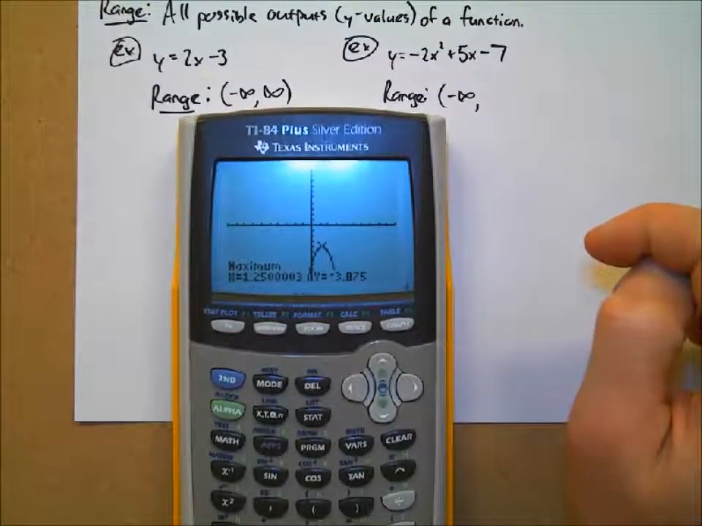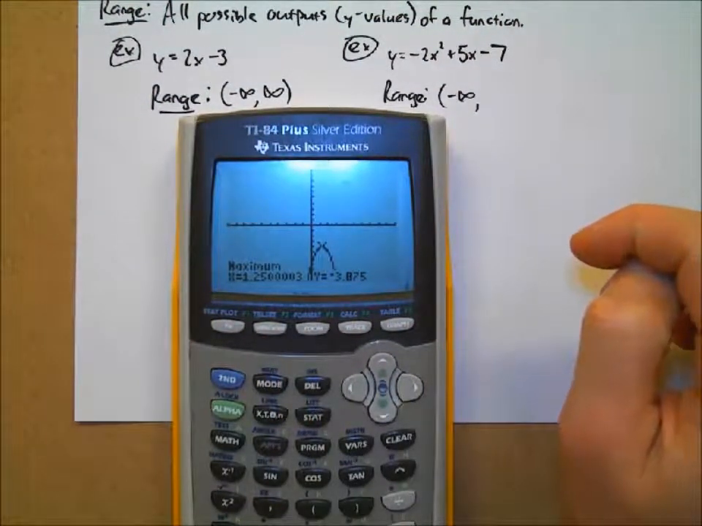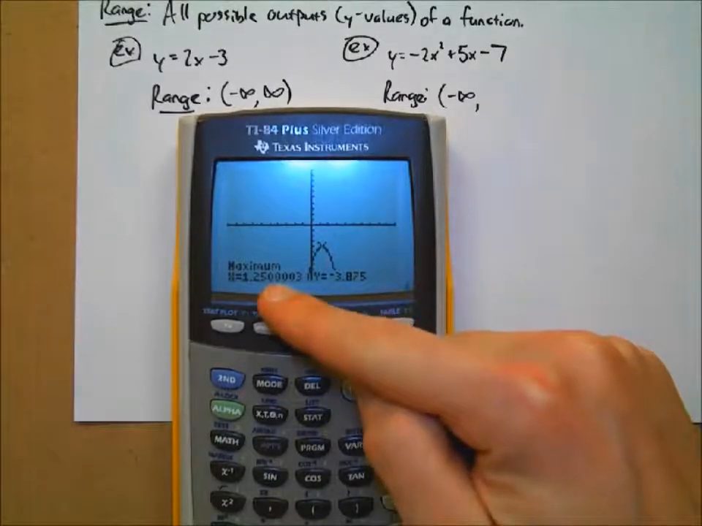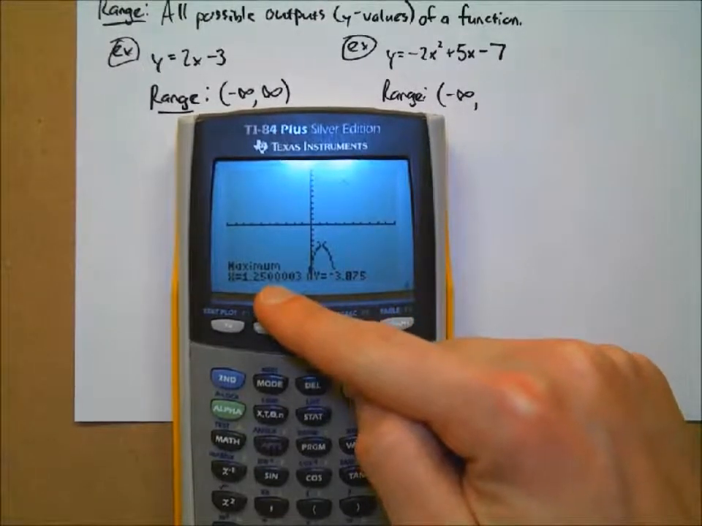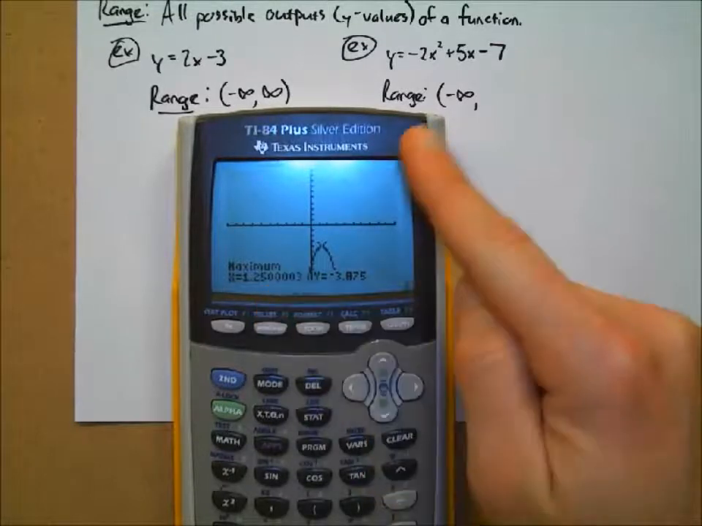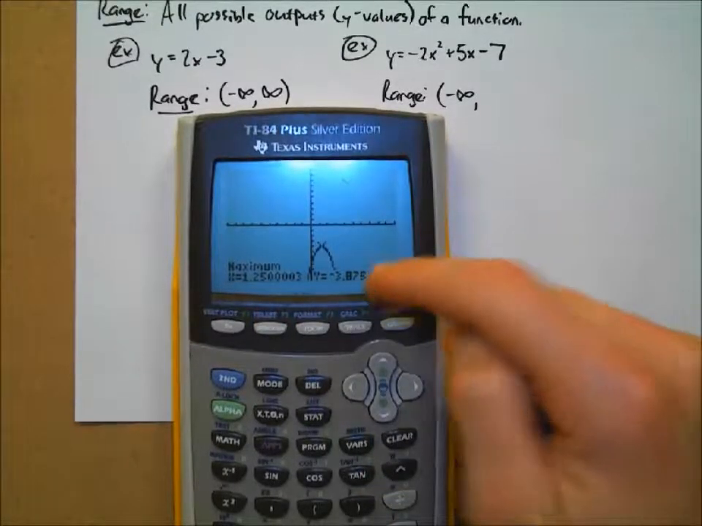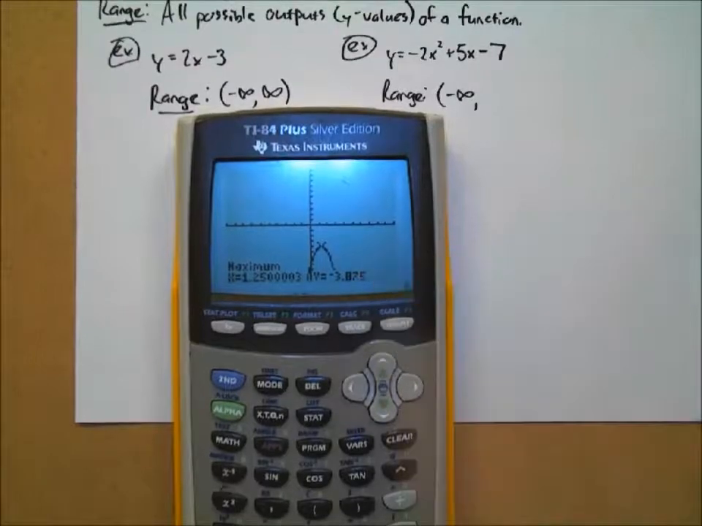Negative 3.875. But why didn't we use 1.25? Yeah, that's an x, right? We're trying to describe the range. There's all the possible y values. So we want to use the range there, okay? So use that negative 3.875.